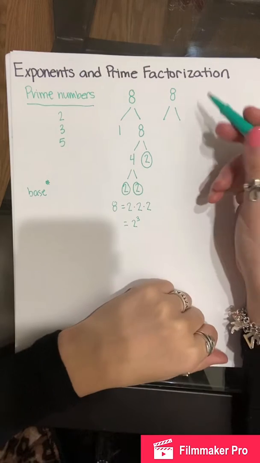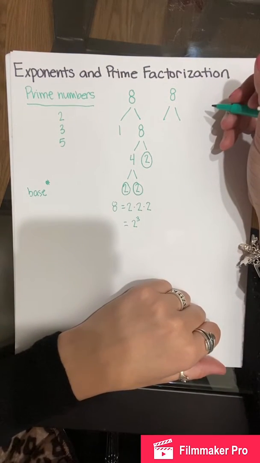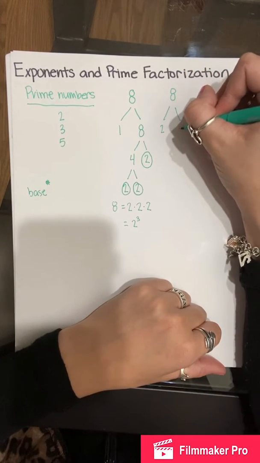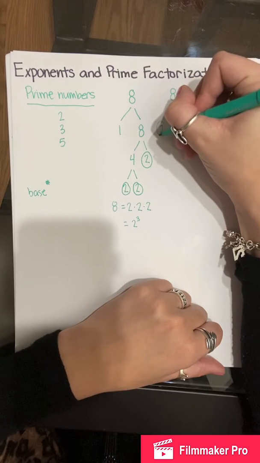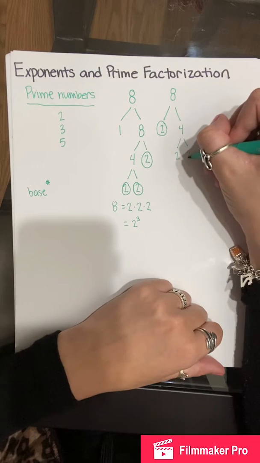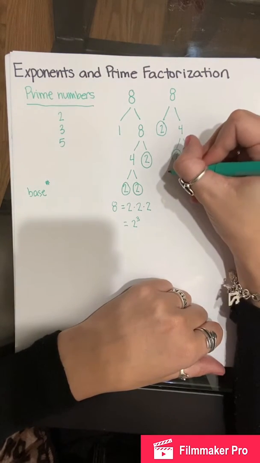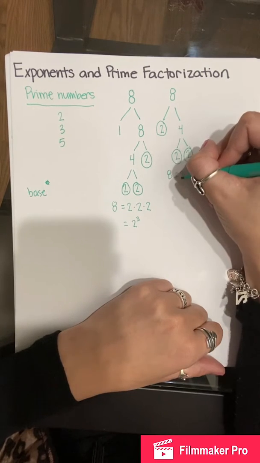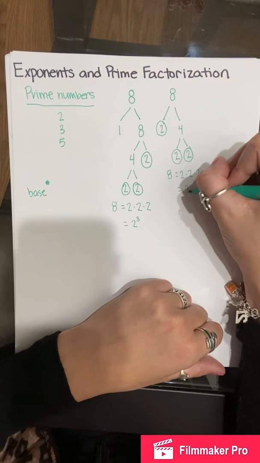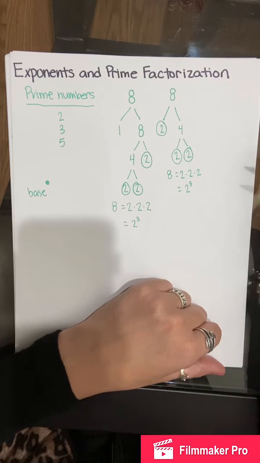Okay, now let's try the other way. So instead of starting with 1 times 8, let's just go ahead and start with our 2 times 4. Circle our prime, continue down, 2, 2, prime, prime. And again, we get 8 equals 2 times 2 times 2, or 2 to the third power, or 2 cubed.